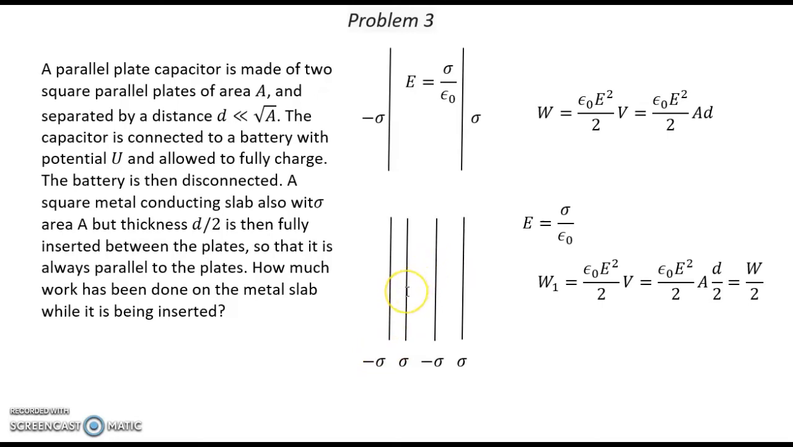It means that on the left side of this slab we have charge with the density sigma, and on the right side negative sigma. And between the first and second plates the electric field is the same as before, and between the third and fourth plates we have the same electric field E, but no electric field between the second and third plates.